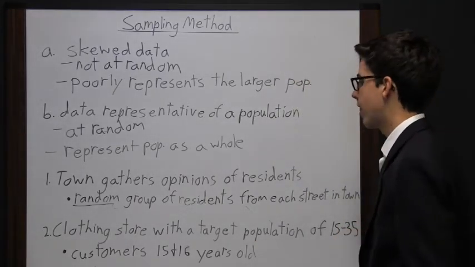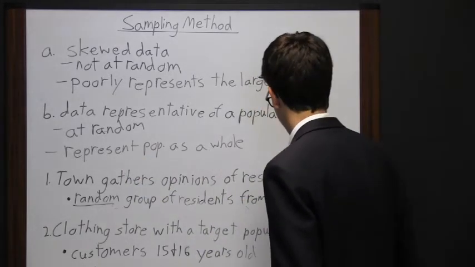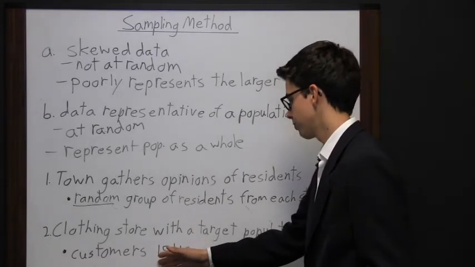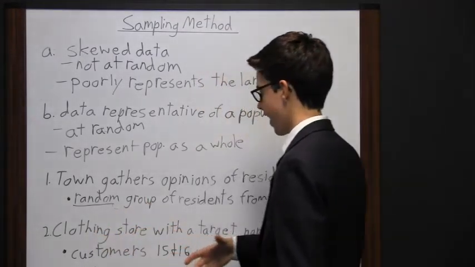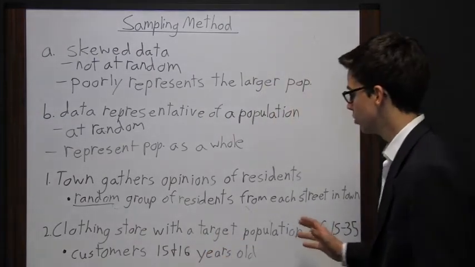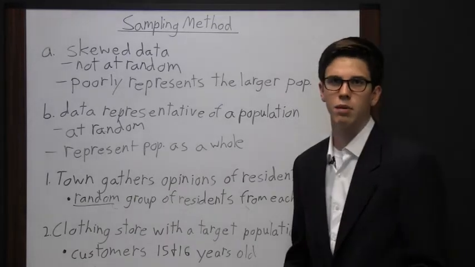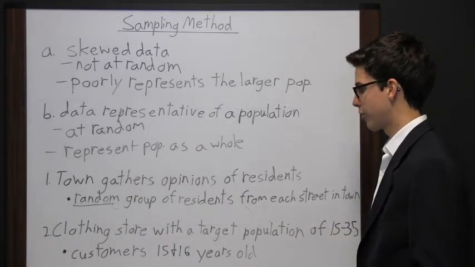But the problem is they left out all the people 17 to 35 that are also part of the target population. So they did not represent the population as a whole because they didn't get people from other age groups. They just limited it to kids 15 and 16 years old. So this is an example of skewed data. In other words, the surveyors that use the sampling method to get opinions of the customers at the store are going to come up with skewed data because they did not go about their surveying in the correct manner.